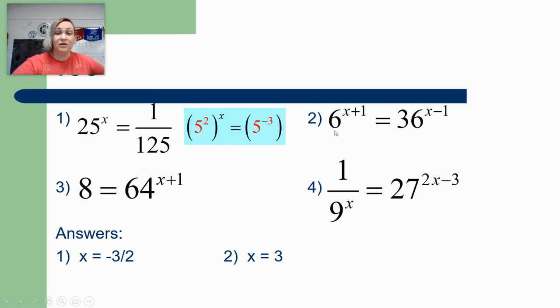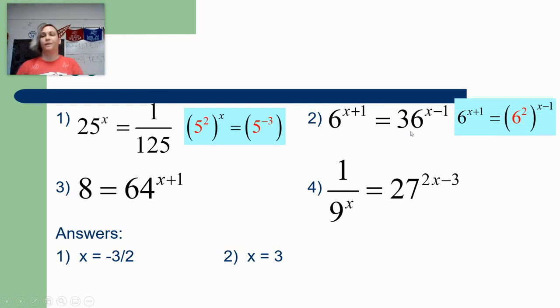For number 2, both of these can be with a common base of 6. Now, the left side already has a 6. We just need to replace the 36 with a 6 squared. When you have adding and subtracting in your exponents, make sure to distribute. So the 2 from the 6 squared is going to distribute to the x and the -1. So 2x minus 2, and then solve from there.